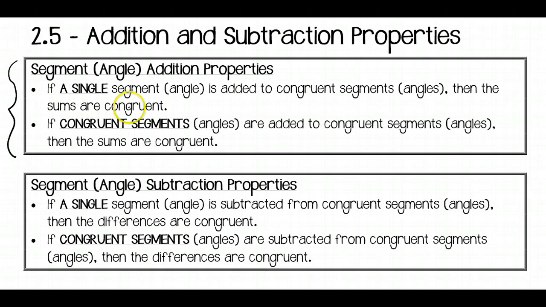So if a single segment or angle is added to congruent segments or angles, then the sums are congruent. So we're going to take one single angle and we're going to add it to two other segments or angles. And again, once you start using the pictures, hopefully this will start to make more sense. Make sure you get some help if you need it. And then the next one is if congruent segments or angles are added to congruent segments or angles, then the sums are congruent.